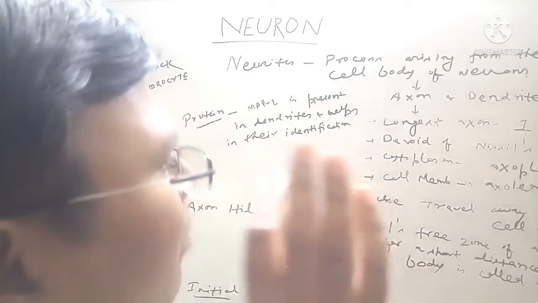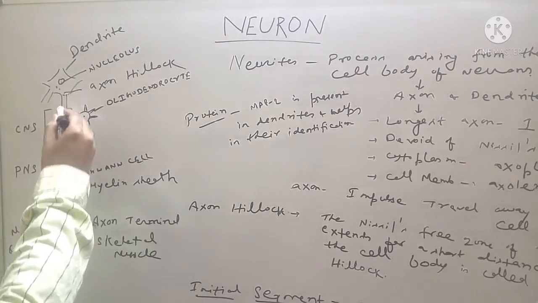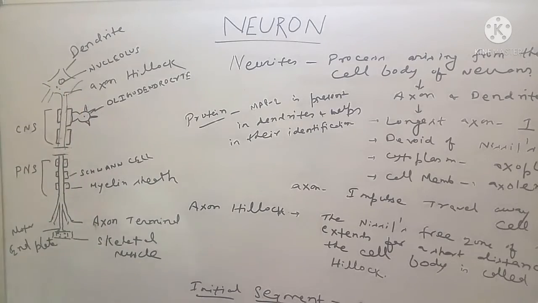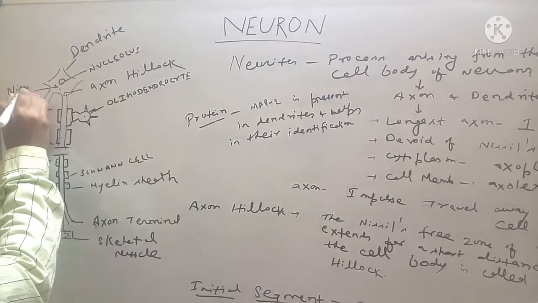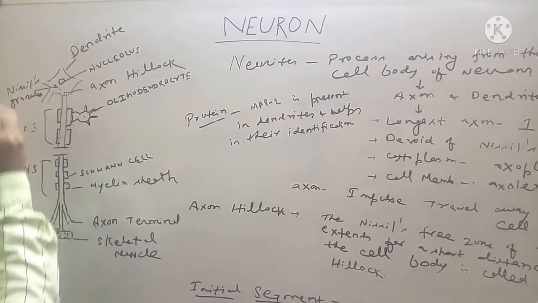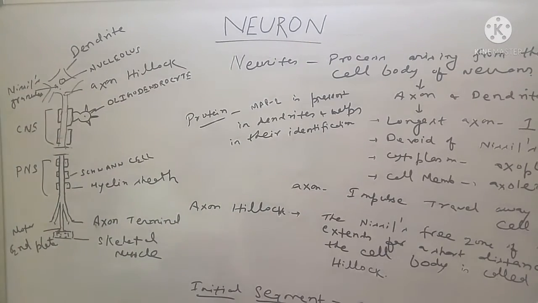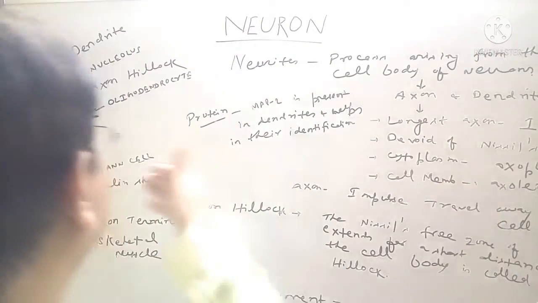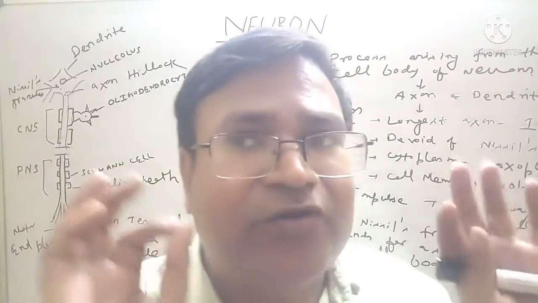Now the longest axon is 1 meter long. I have shown the axon, this is the axon, these are the dendrites, and in the cytoplasm the nissl granules are present, and the nucleolus is also present. The oligodendrocytes are the supporting cells. These are the axons and the dendrites, and these are collectively called the neurites.